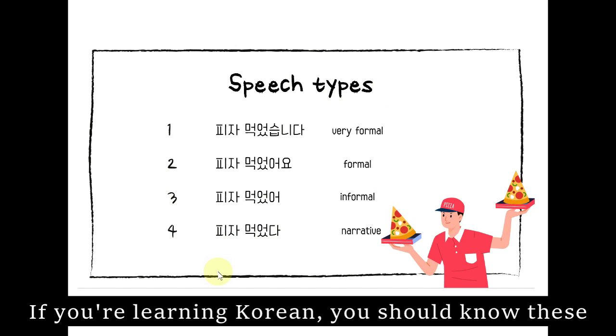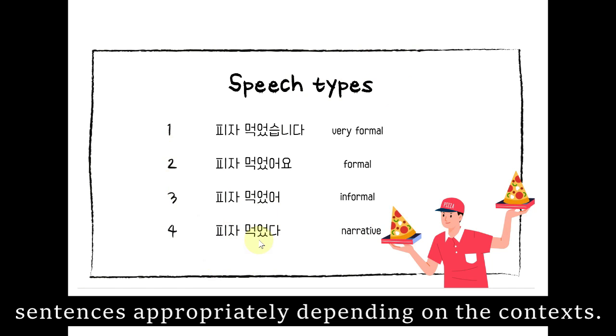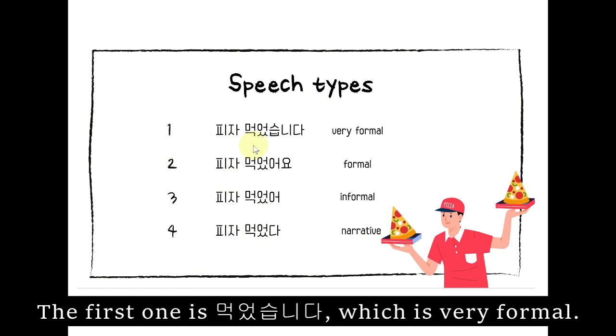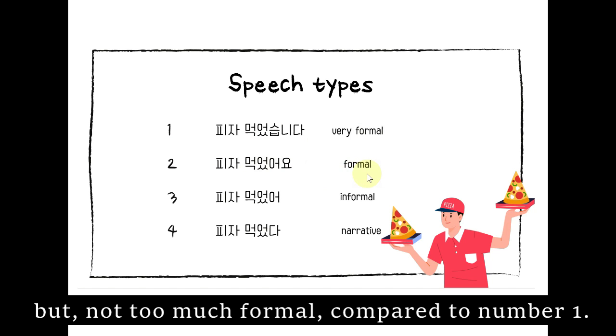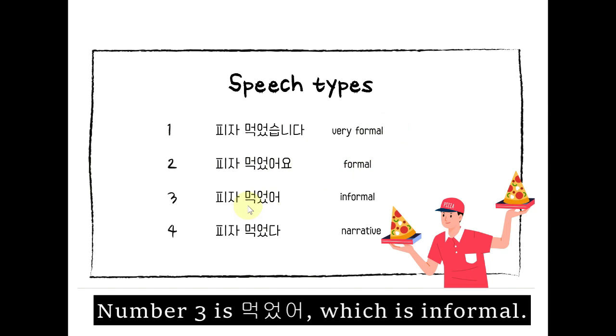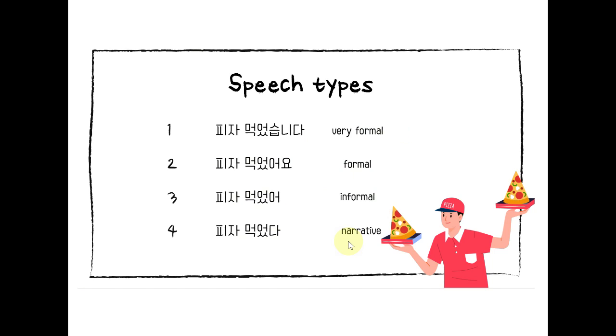If you're learning Korean, then you should know these 4 basic sentence types so that you can make sentences appropriately depending on the context. Let's see. The first one is 먹었습니다, which is very formal. Second one is 먹었어요, which is also formal but not that much formal compared to number 1. Number 3 is 먹었어, which is informal. Number 4, 먹었다. This is a narrative version. Let's check out one by one.